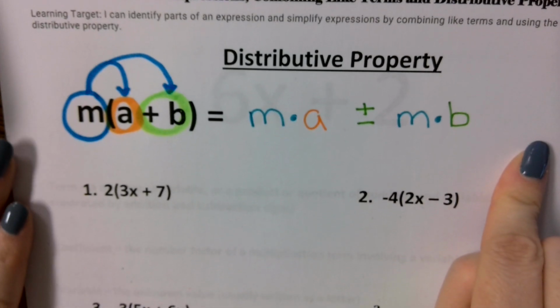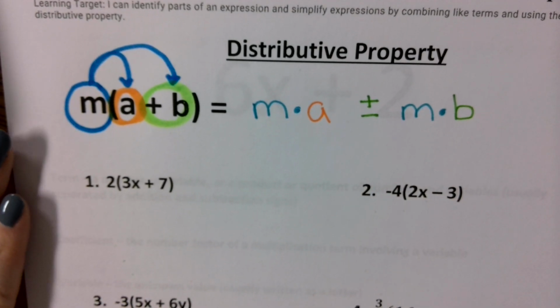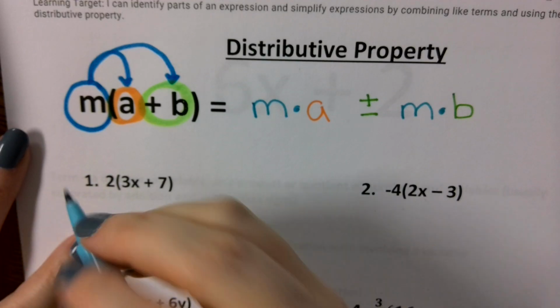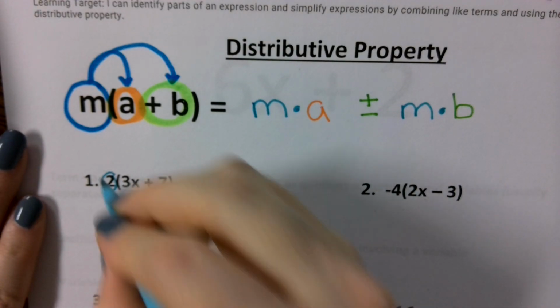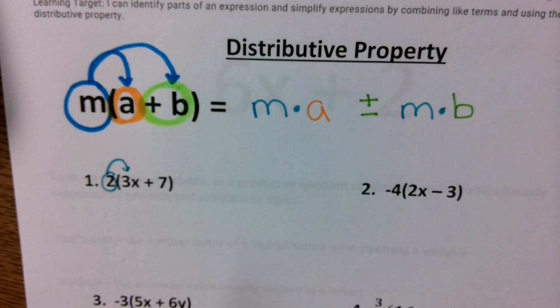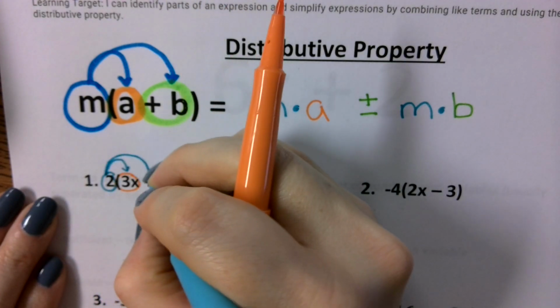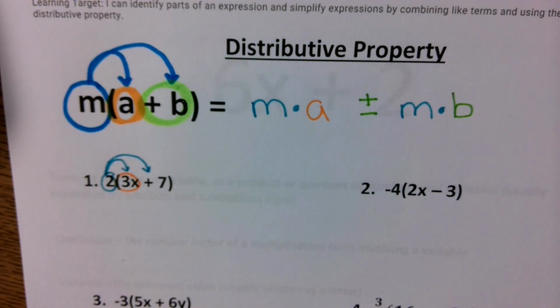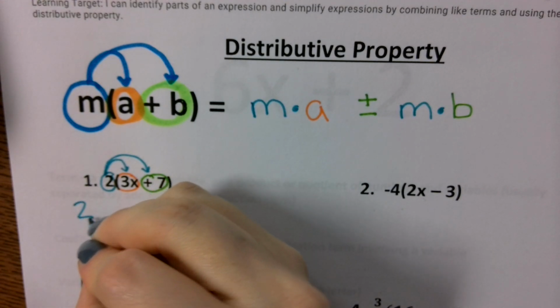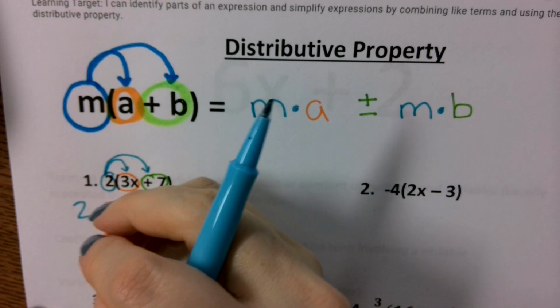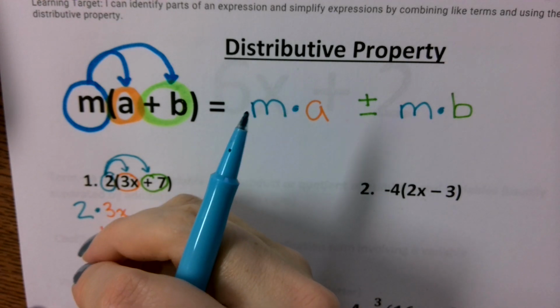Okay? So if we're taking a look here at problem number 1, we're distributing the multiplication of this 2 to the 3x, and then we're going to multiply the 2 to this positive 7. You want to make sure you know whether it's a positive or negative that you're dealing with. So again, taking 2 times 3x, what's 2 times 3x going to give us?